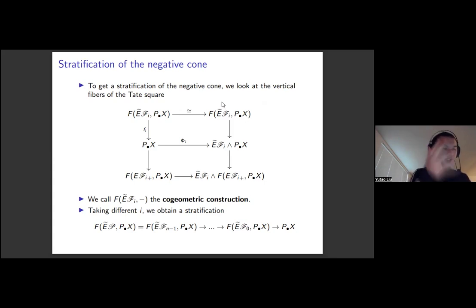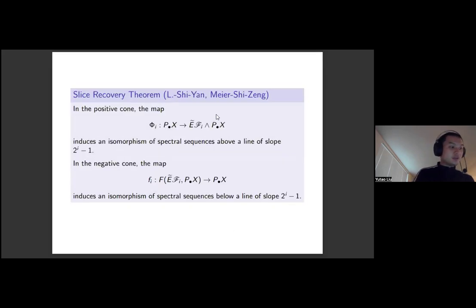Now, after we have both filtrations, we can explain how they represent different regions on the slice spectral sequence. We have the following slice recovery theorem. It is the combination of the theorem by Meier-Shi-Zeng and also by us. In the positive cone, the map from the slice tower to the localized slice tower induces an isomorphism of spectral sequences above a line of slope 2^i minus 1. In the negative cone, you have the opposite direction. The map from the co-geometric construction to the slice tower induces an isomorphism of spectral sequences below a line with slope 2^i minus 1.